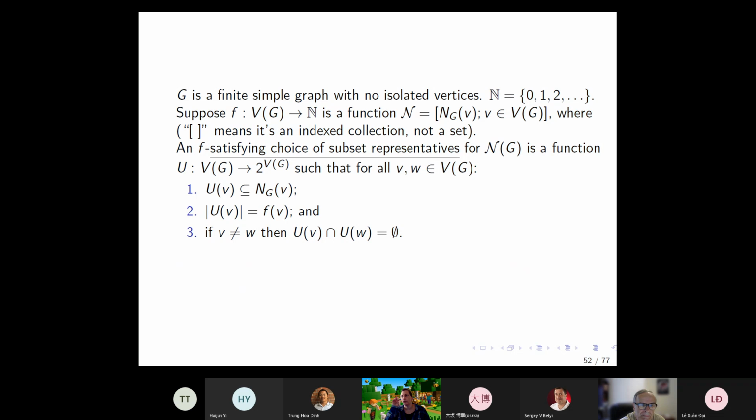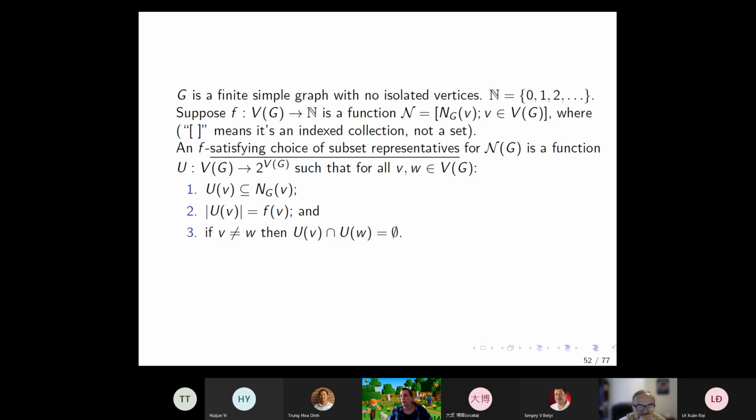So we're going to say G is a finite simple graph, no isolated vertices on the natural numbers, including 0. Suppose that F is the index function where there's F satisfying choice subset representatives. And every time you think this looks like the nastiest thing you've seen, we're going to make it worse. All right.